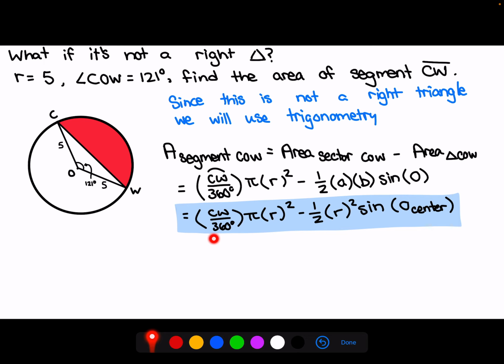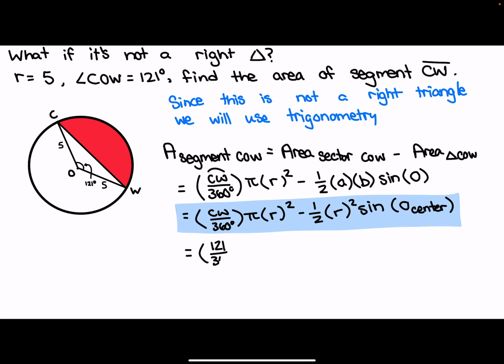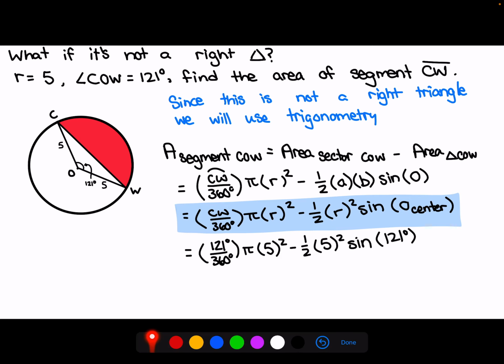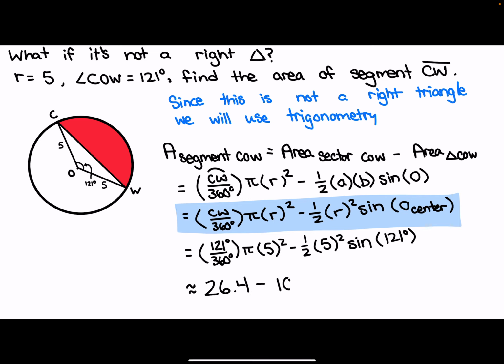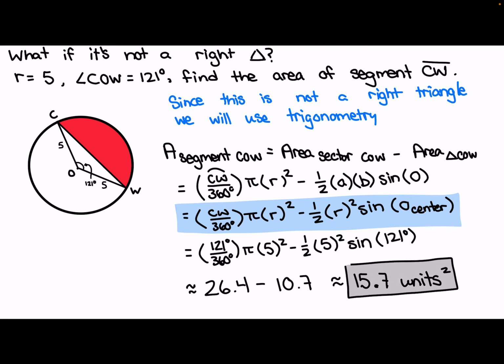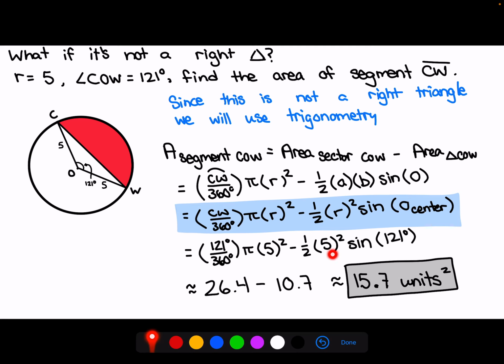Plugging in our values, we get 121 over 360 times pi times 5 squared minus 1/2 5 squared times sine of 121 degrees. From here, you can either enter this whole thing, parentheses and all, into your calculator for your final answer. But what I'm going to do is split it up term by term. So I'm going to stop at the minus sign. Plugging in this first term into my calculator, we're left with 26.4. Plugging in 1/2 5 squared sine of 121 into our calculator, we get 10.7. 10.7 minus 26.4 will leave us with 15.7 units squared.